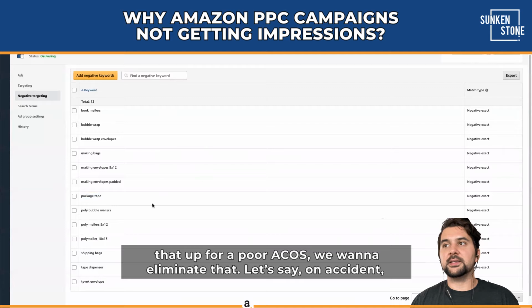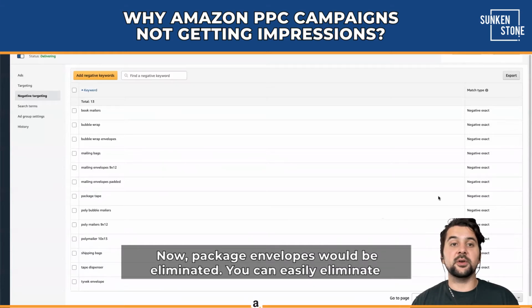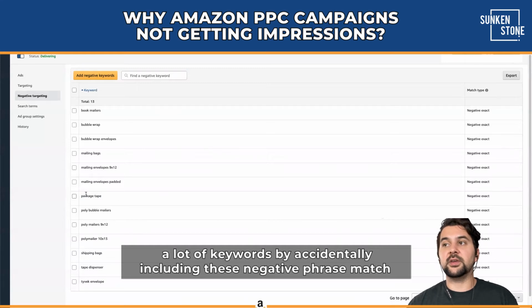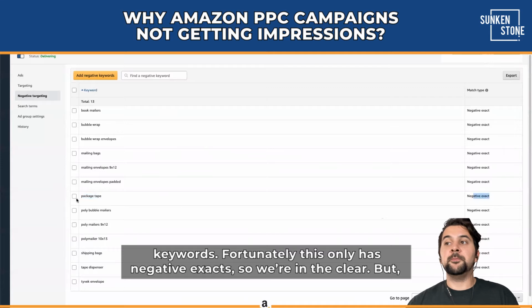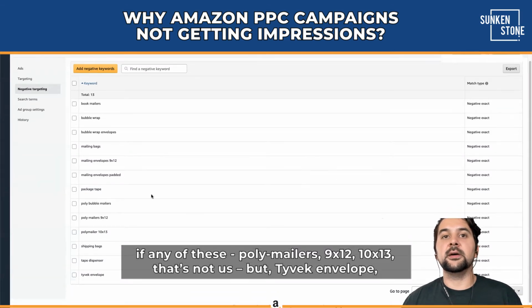But let's say on accident, we only type the word package and we set that to negative phrase. Now, package envelopes would be eliminated. You can easily eliminate a lot of keywords by accidentally including these negative phrase match keywords. Fortunately, this only has negative exacts, so we're in the clear. But if any of these... Poly mailers 9x12, 10x13, that's not us.